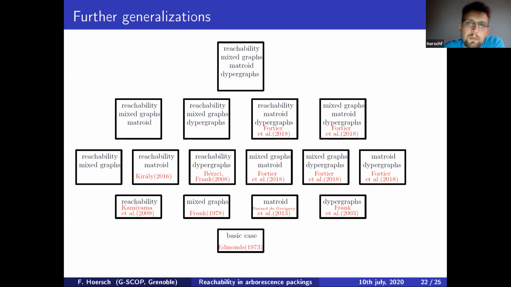Then what proved to be somewhat harder is the point where you have to combine reachability with mixed graphs. And this was then proven by Matsuoka and Tanigawa in 2019. And actually these characterizations start becoming a little more ugly once you have to combine reachability and mixed graphs. So all these characterizations have to use bisets, if you know what that is, but if you don't, it's just somewhat more complicated.